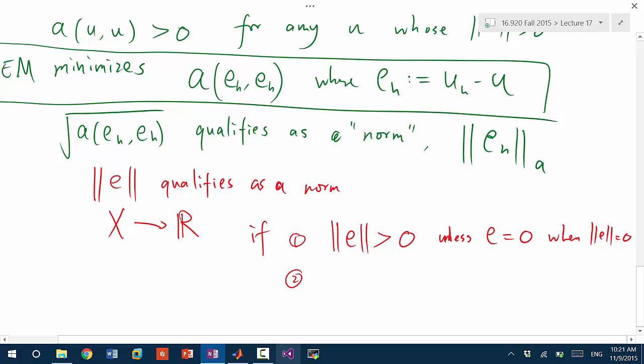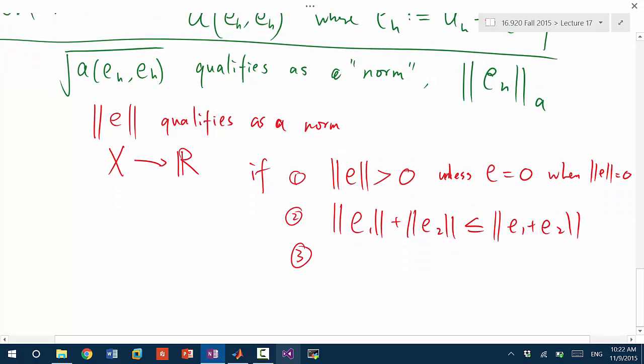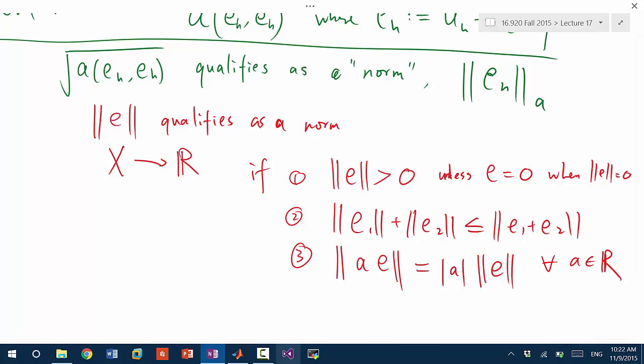Second, it satisfies the triangular inequality, which means the norm of E1 plus the norm of E2 has to be greater or equal to the norm of E1 plus E2. So it's just like the distance in a 2D or 3-dimensional space. It has to satisfy the triangular inequality. Third, it has to satisfy a kind of linearity under scaling. So if you scale a particular E by a real number A, we always get the absolute value of A times the norm of E, for any A being a real number. So if I have all of these 3 satisfied, then this double bar can be called a norm.